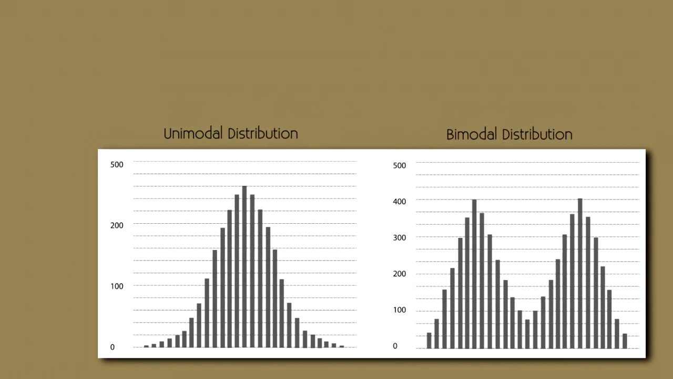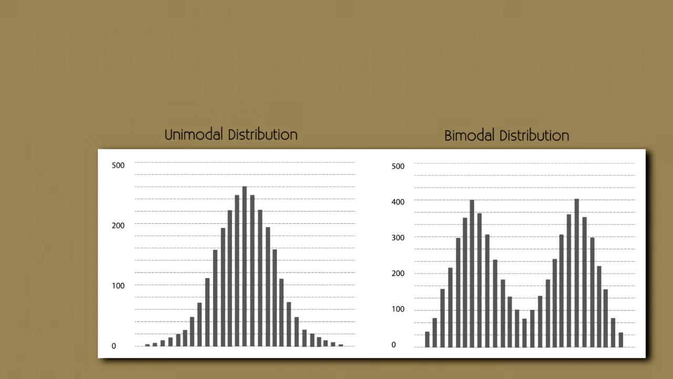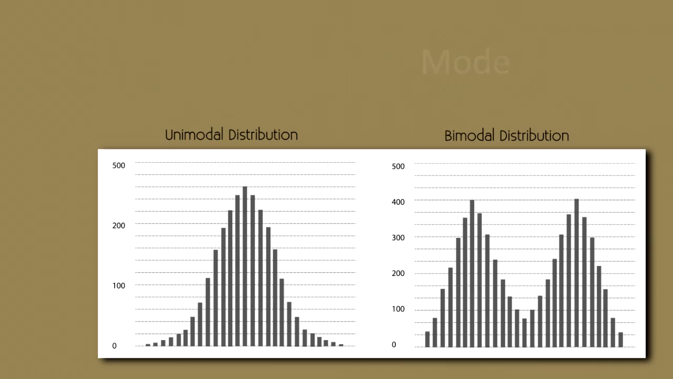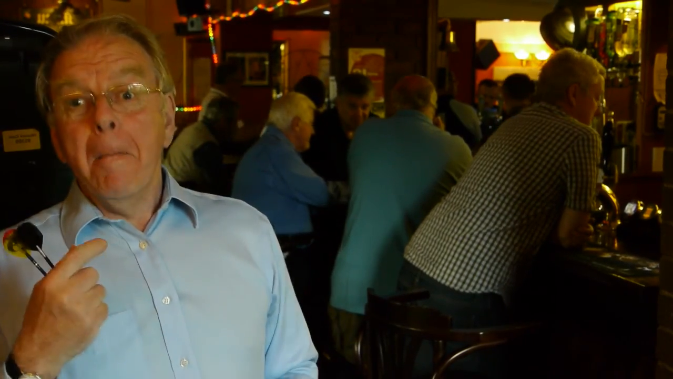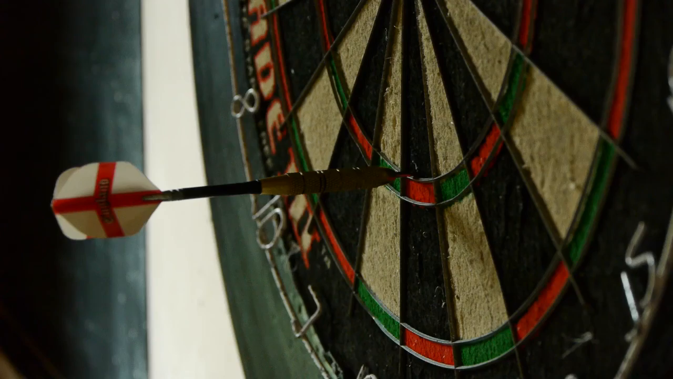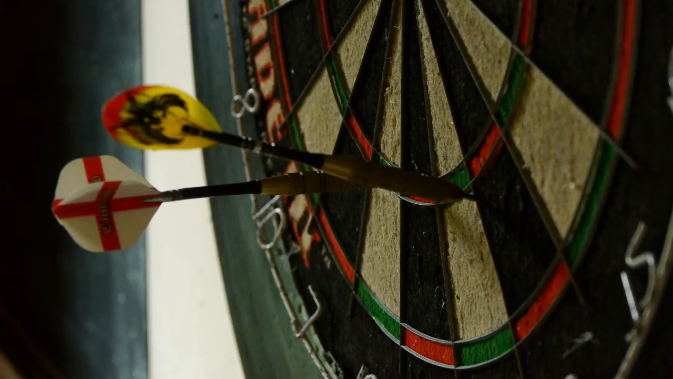There are 3 kinds of average, and each one tells us something different. So we need to make sure we understand what each average means. When we use the term average, we usually mean one of 3 things: either the mean average, or the modal average, or the median average. It's very easy to understand the difference between these, especially if you've played darts before.